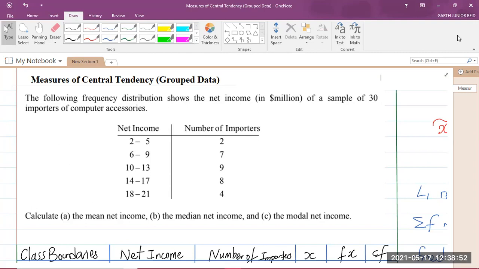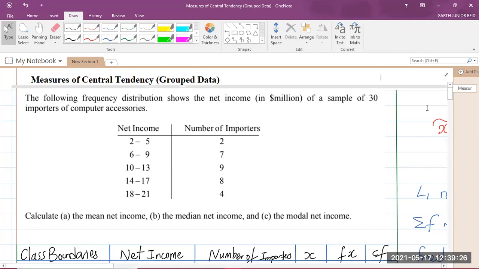The question says the following frequency distribution shows the net income in millions of a sample of 30 importers of computer accessories. So it gives us a table there, and it says we are to calculate A, the mean net income, B, the median net income, and C, the modal net income. Let us do part A first, which is the mean net income.